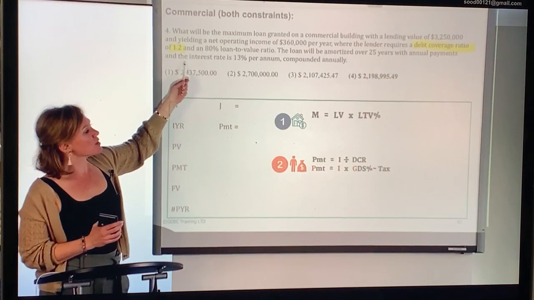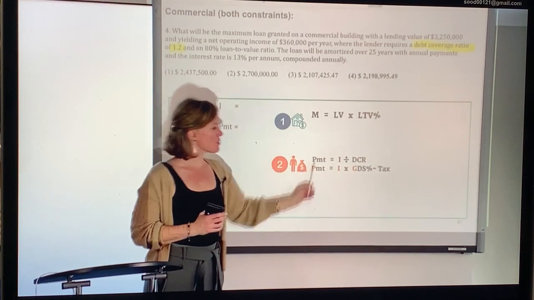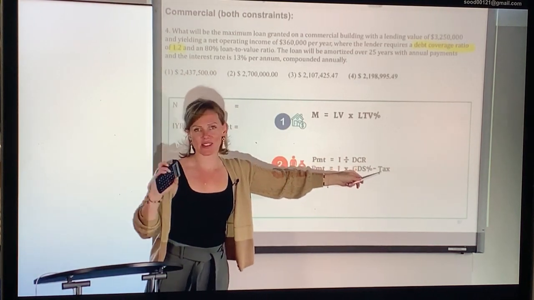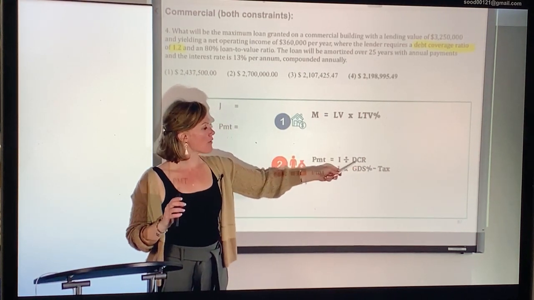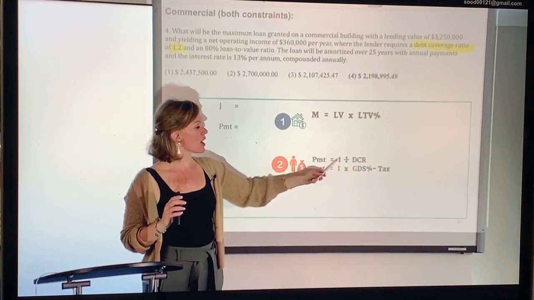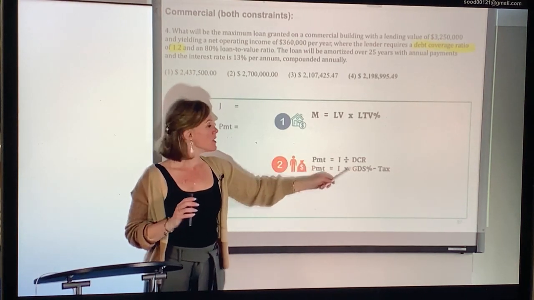So when you're looking for your step number 2, we're not going to have personal taxes anymore, and we're not going to have that GDS between 20 to 30%. We're not going to have any of that stuff. We will have the DCR. DCR is a number that you're going to take your income and divide it by. So that's what we're going to do right now.